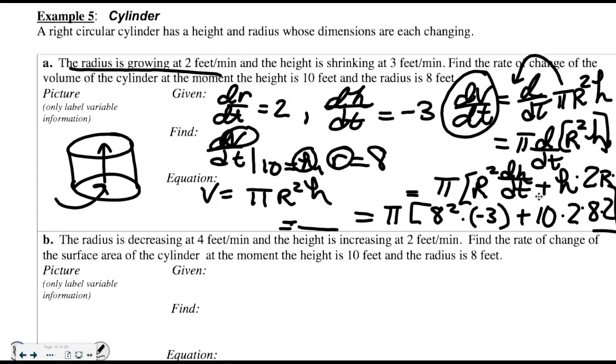You okay with that, Ben? Can I not do it? You want me to go do it? I did it. I don't know what you're saying. What's 8 squared times -3? And then I'd have to add 10 times 2 times 8 times 2, and I'd have all that pi. I don't want to do it.